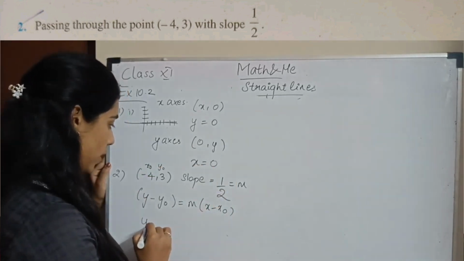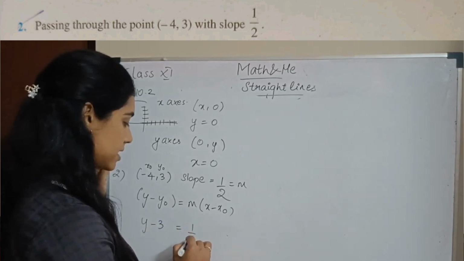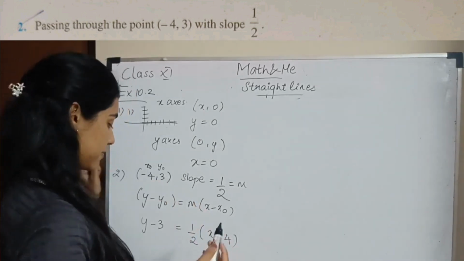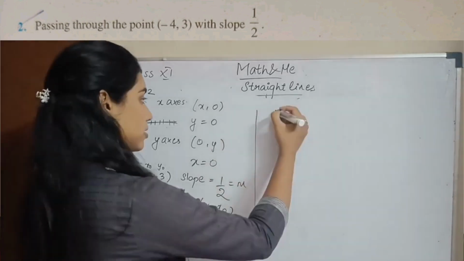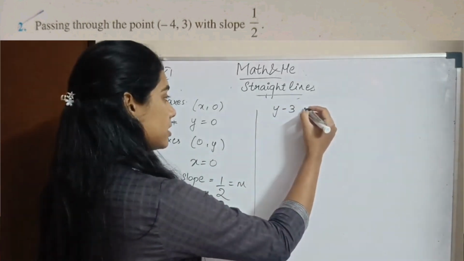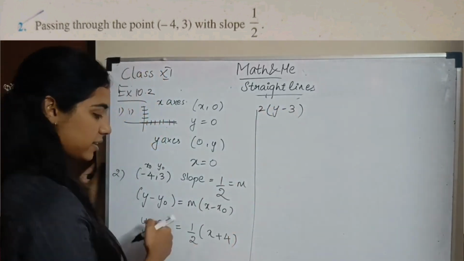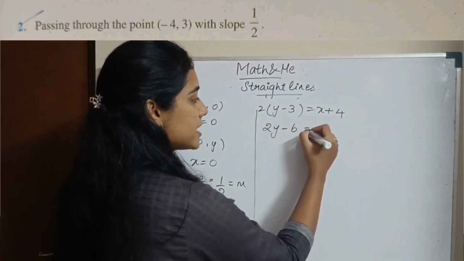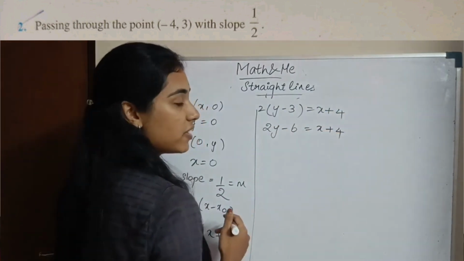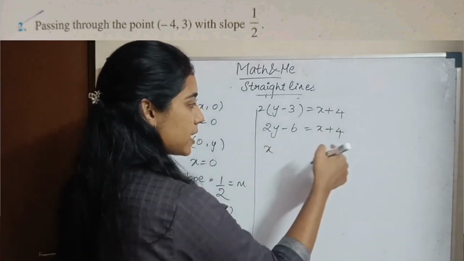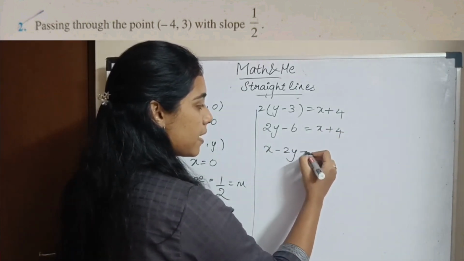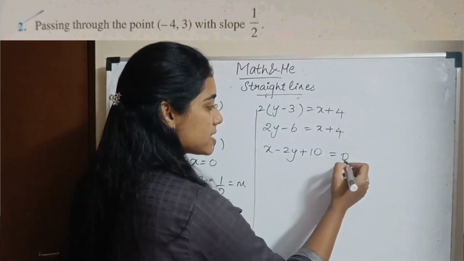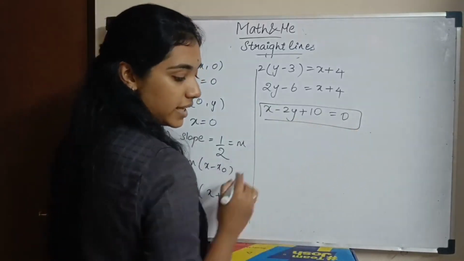So what do you have? y minus y naught equals half times x minus x naught. Minus into minus gives a plus. So you get y minus 3, times 2, I am multiplying this here, equals x plus 4. So I have 2y minus 6 equals x plus 4. I am bringing everything to one side. So I have x minus 2y plus 4 plus 6, so plus 10 equals 0. So this is my equation.